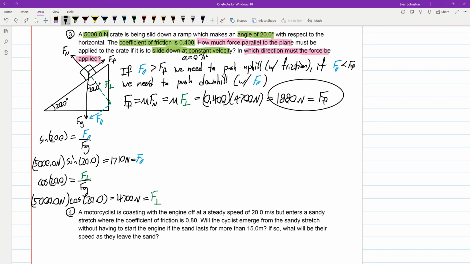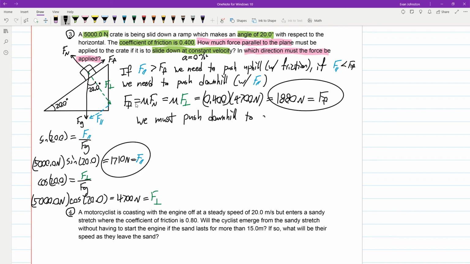So now we know our force parallel though. So wait a second, let's just compare. Which one's bigger? Well, force friction's bigger. So if we just let this box go, since friction's bigger, the box is going to slowly slide down until it stops. And then that's going to be it. That's not going to be a constant velocity then. So this means that we must push downhill.